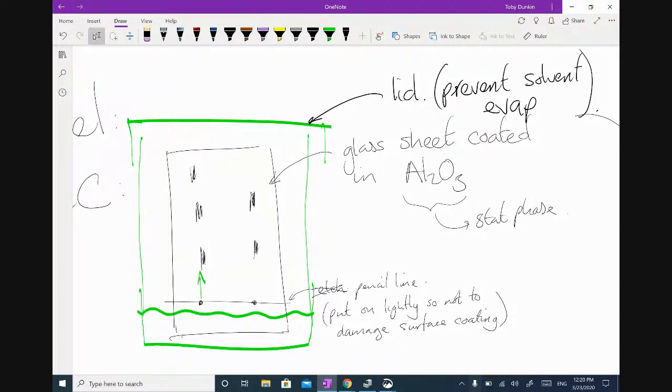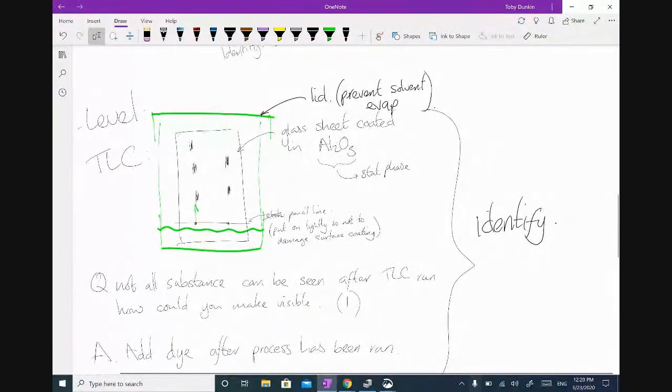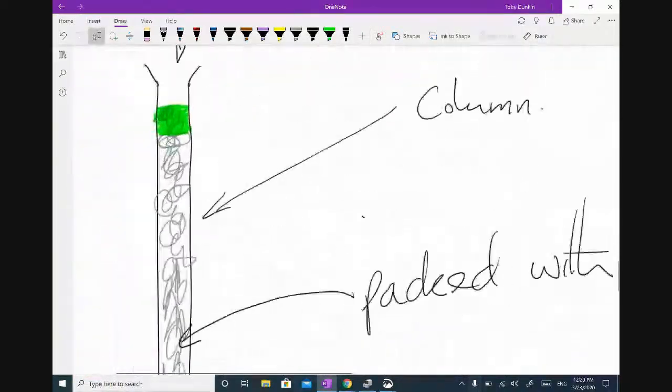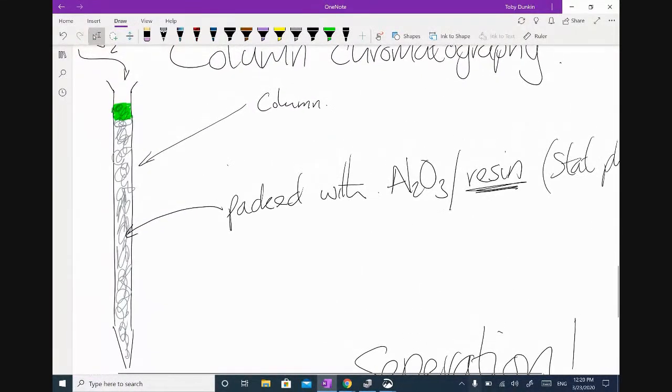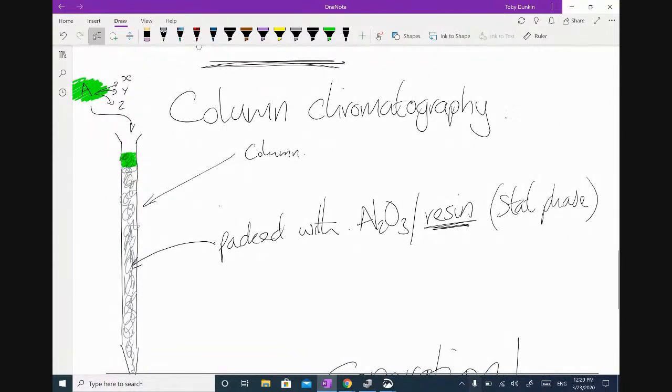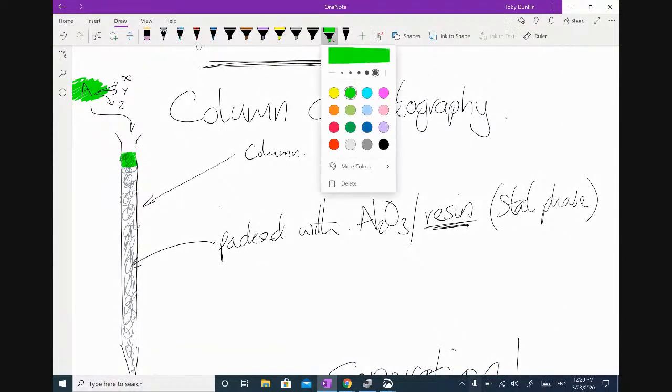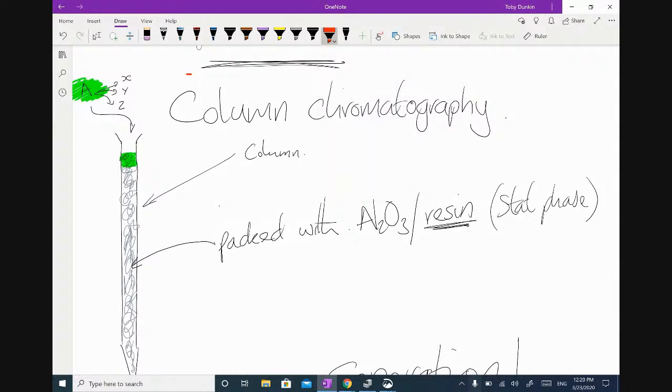That's what it's there to do. And what happens is the solvent moves up the page and it drags the dyes with it. Well, we need to do the same thing here, but with the column. What we're going to do, we added A first. And then we're going to flush it through, and we're going to flush it through using a solvent.